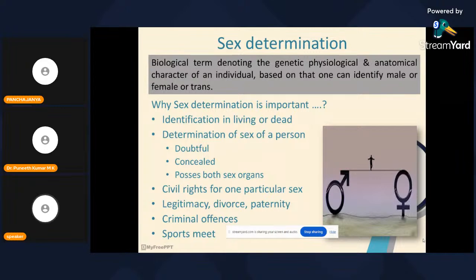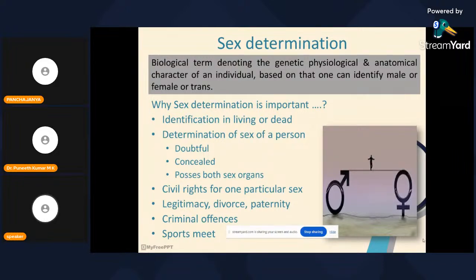Determination of the sex of a person is needed in cases of doubtful sex, or concealed sex, or a person possessing both sex organs. Some things are reserved for one particular sex. For example, there is a reservation for females up to 30% in government services. The current government has given females free travel in KSRTC, the Karnataka bus service, as one of the rights given by the government.